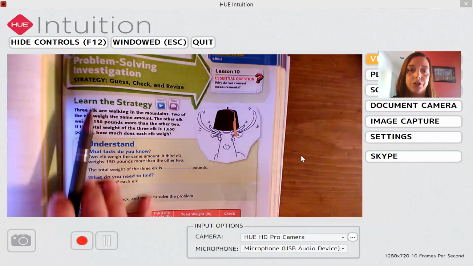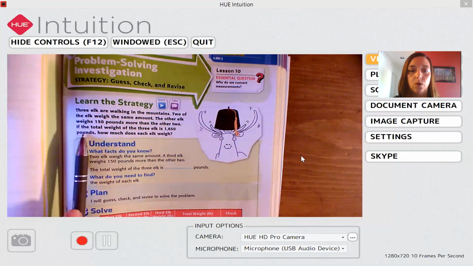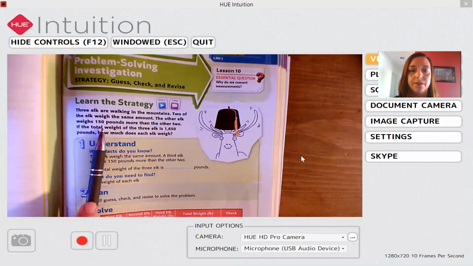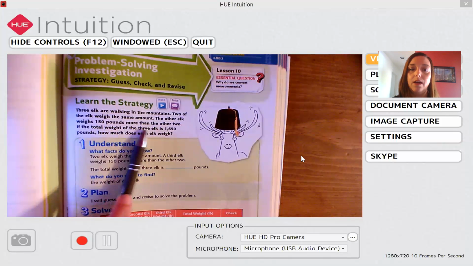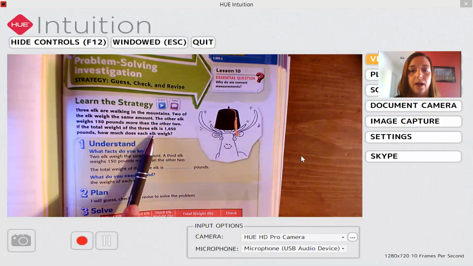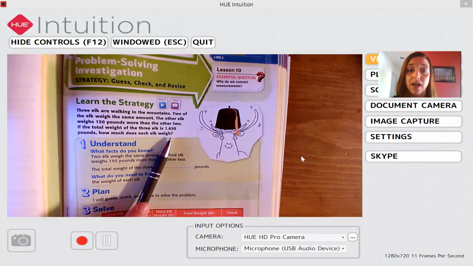So learn the strategy. It says 3 elk are walking in the mountains. 2 of the elk weigh the same amount. The other weighs 150 pounds more than the other 2. If the total weight of the 3 elk is 1,650 pounds, how much does each elk weigh?